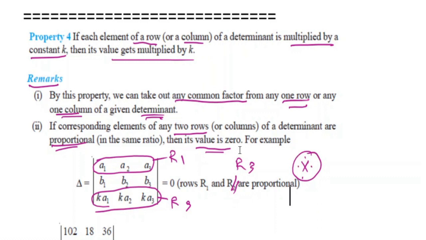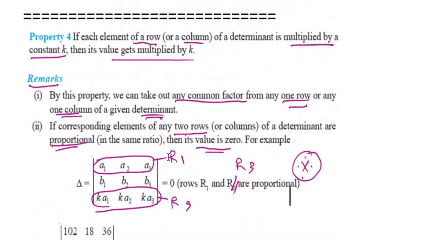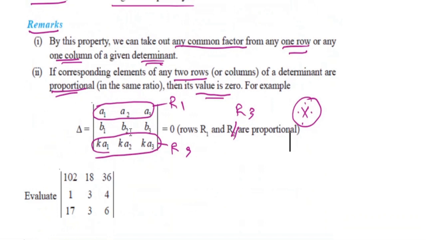So what about the previous one? In this case, they are identical, then it becomes 0. And in this case, when either rows or columns are proportional to each other, then you can declare that the determinant is 0. You need not work it out at all, straight away based on the property. And let us verify this property.